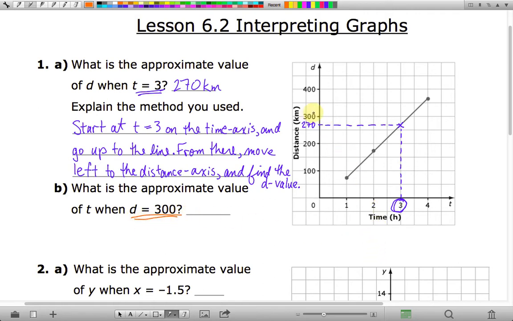So when d is equal to 300, there it is, d equals 300. Need to move along to the graph. I can make a mark there. And then I can drop down to the time axis and figure out what that time is. And it looks like it's somewhere between 3 and 4, and I'm estimating it's about 3.3. So it's approximately 3.3 hours.